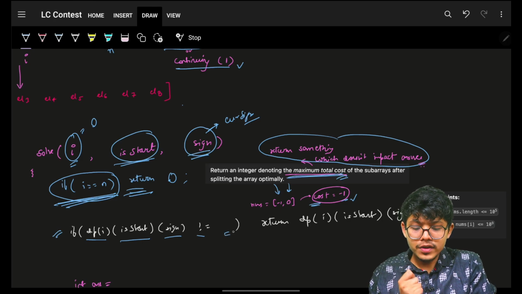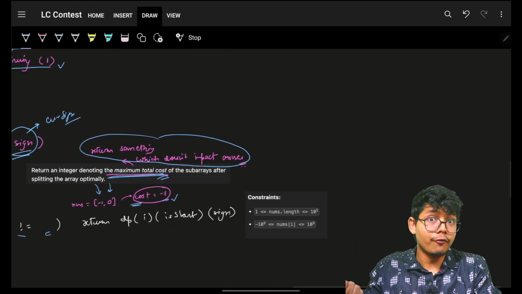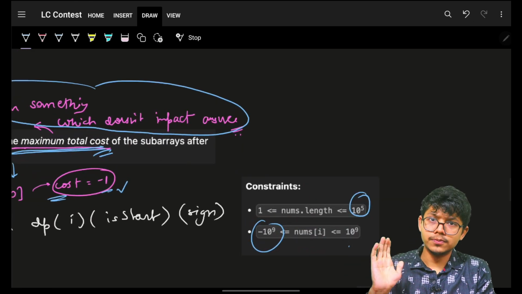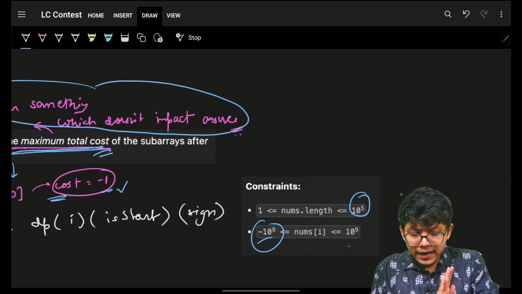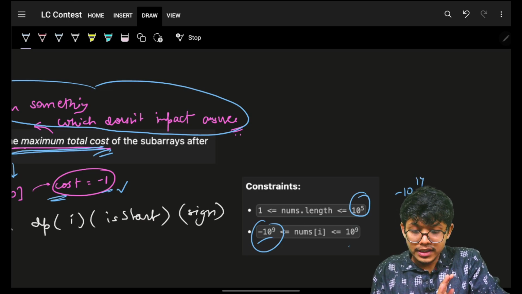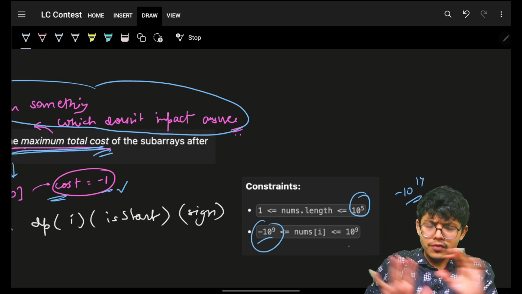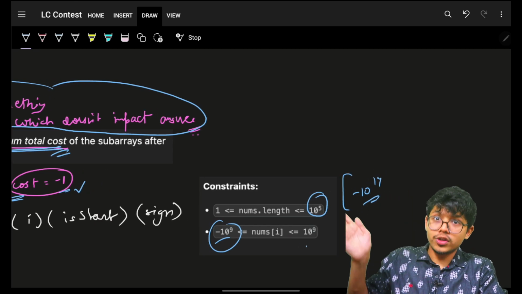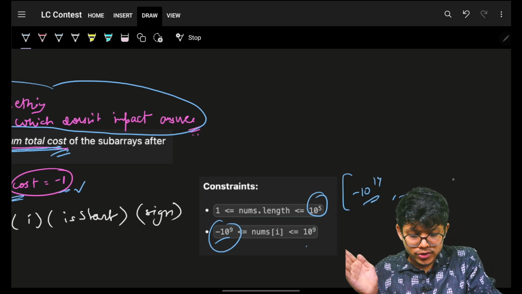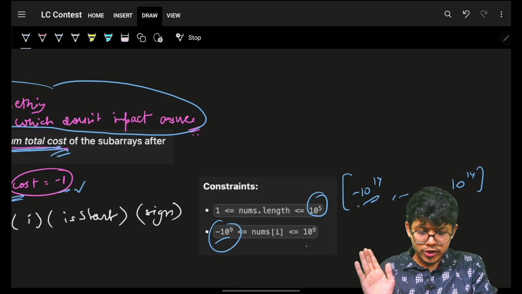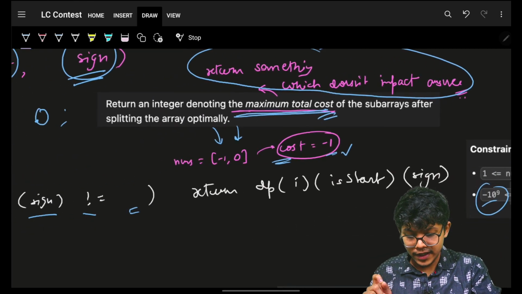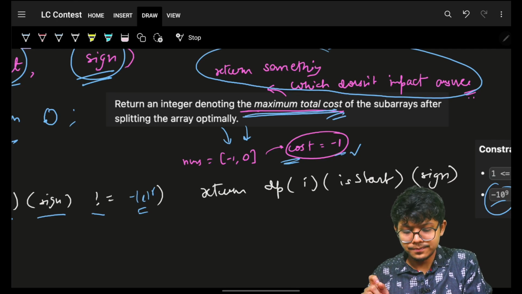Put a value which is never possible for DP. And what is that? That is either the minimum value or the maximum value. Which means, as you can see, minus 1e14, sorry, 10 to the power 14, is a value which for sure lies in between. The score cannot go lesser than this, and the max score can be 1e14. This is your min and max score. So take a value which is not in this range. I will take a value which is minus 1e15. Cool.